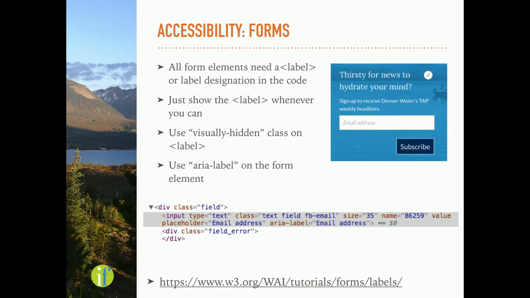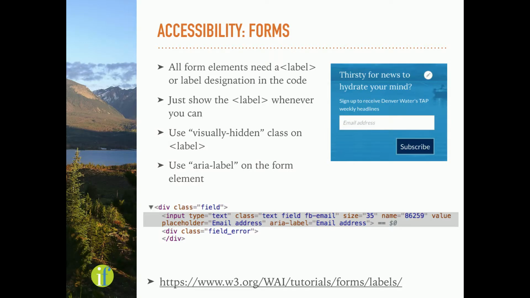I want to talk a little bit about forms. So all form elements need a label or label designation in the code. So when you can, just show the label. You're done, it's accessible. You can always use a visually hidden class on a label. I know that's built into Zen. It's probably built into other Drupal themes. I'm not sure if it's in core, but if you give a class of visually hidden, the label's still there for the screen readers, but you don't see it on the screen.